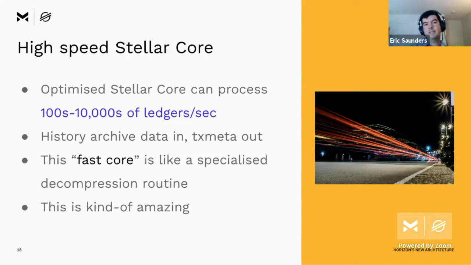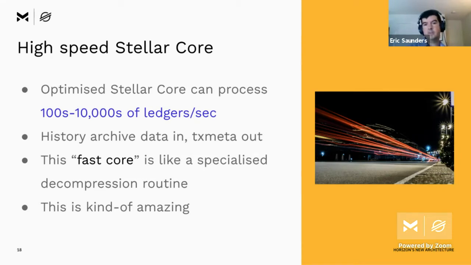It turns out that an optimized Stellar Core that only produces TX Meta can process hundreds to tens of thousands of ledgers every second. There's a wide range in processing speed. And the reason for that range is because it's highly dependent on how full the ledgers are. For about half of Stellar's history, ledgers are very, very empty. You can process those at tens of thousands a second. The latest ledgers of Stellar are much busier, and they take longer to process. This is a good thing. It means the Stellar ledger is full. People want to do things with the ledger, but it's more work for Stellar Core and it's more work for Horizon.